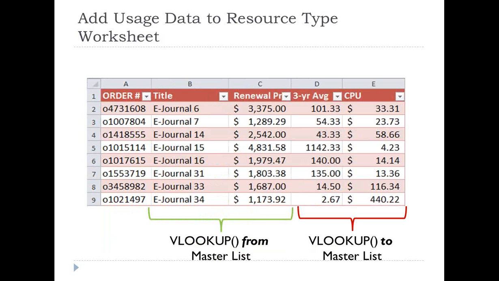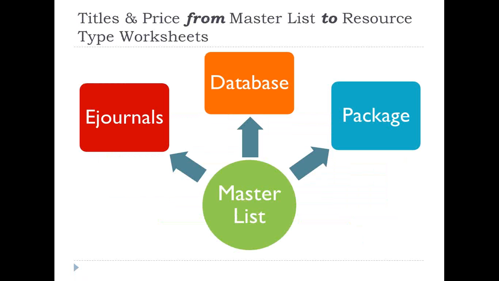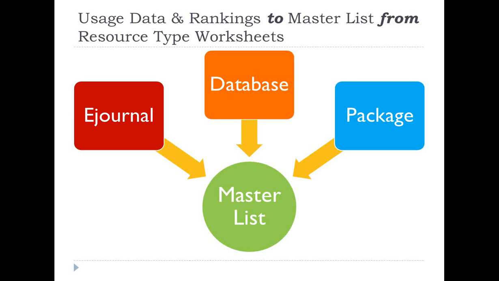So here is our resource type worksheet. Here's the order number, and all this data in the title and price, we're using VLOOKUP from the master list. Then we added usage data and calculated a cost per use. And now that can be viewed in the master list using VLOOKUP there. So this is a way you can get title and price from the master list to the resource type worksheets, as well as usage data and rankings to the master list from the resource type worksheets.